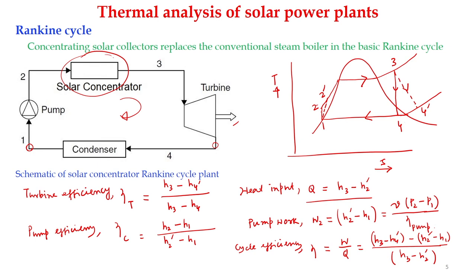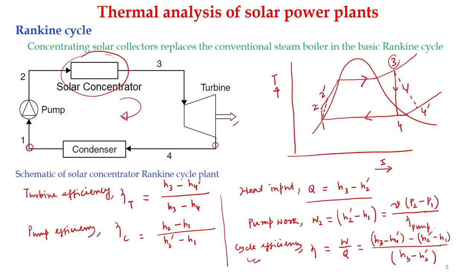So, this is how we can find out the efficiencies of the components, and finally, we can find out the cycle efficiency. So, in order to find out the cycle efficiency, we need all the information, like what is the enthalpy at 3 and what is the enthalpy at 4 this, and enthalpy at 2 this and enthalpy at 1. And of course, we need to know the heat supplied, which is nothing but the enthalpy difference between point 3 and point 2 this. Okay? So, this information is required while solving or analyzing some of the solar thermal power plants.